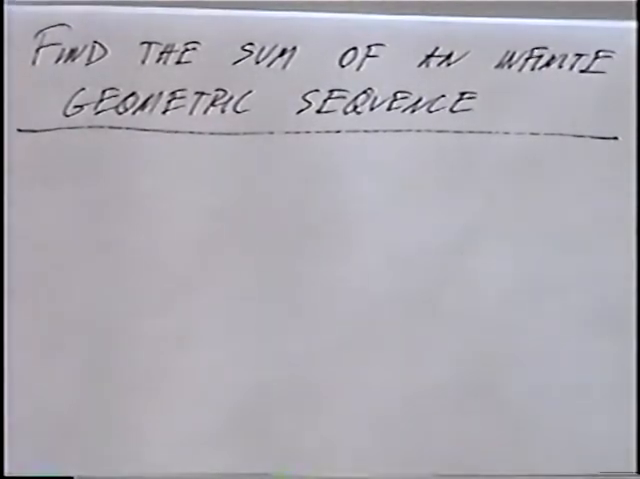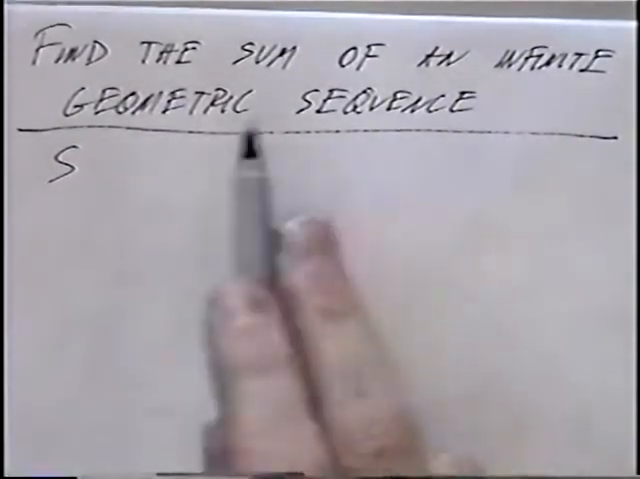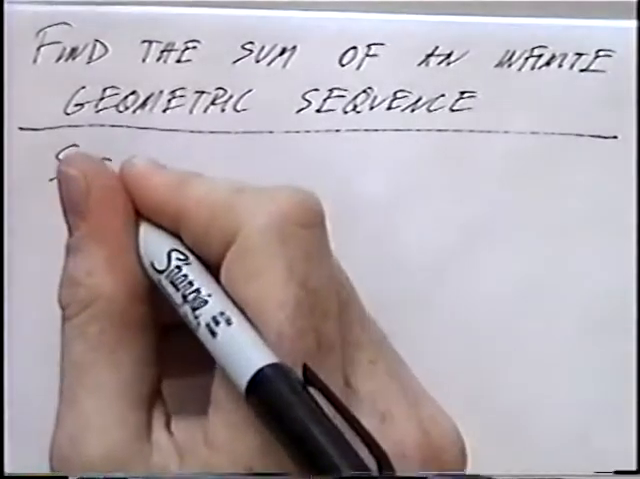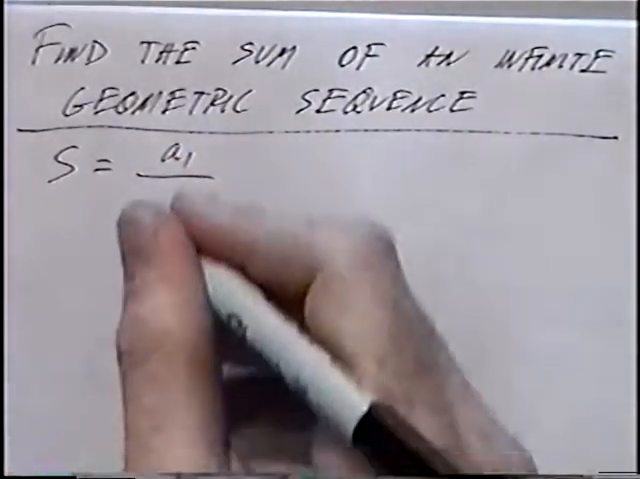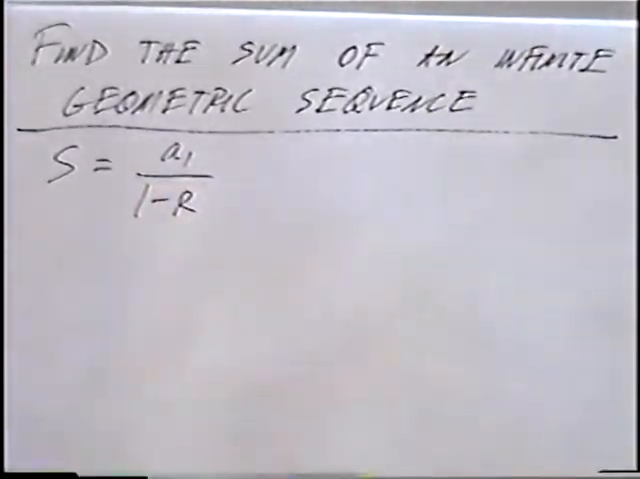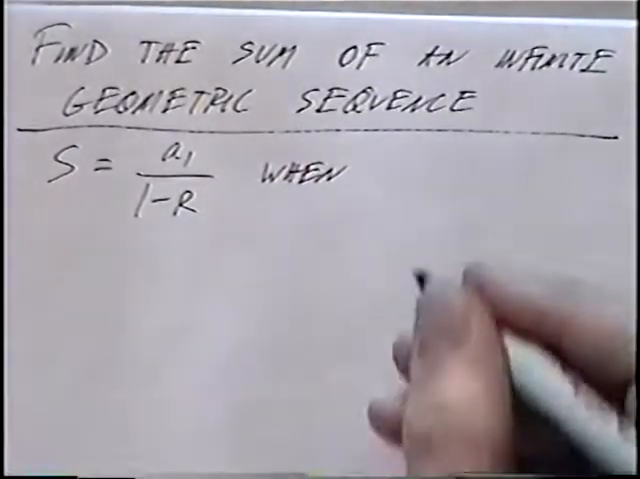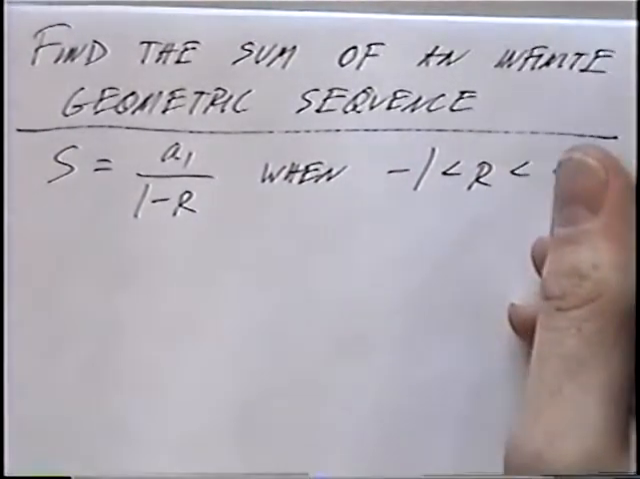The formula for this section is S, the sum, and since it's an infinite geometric sequence, there's no particular term number, it's the sum of all the terms. A1 divided by 1 minus r. And this equation only works when negative 1 is less than r is less than positive 1.